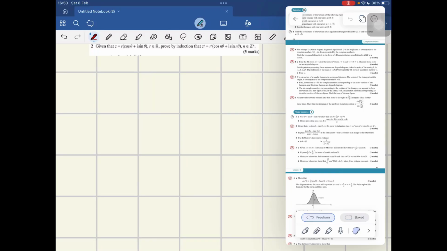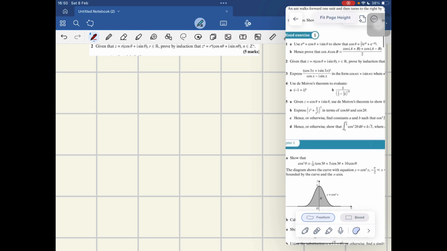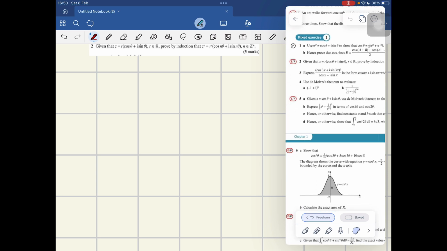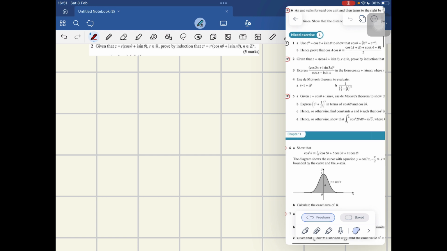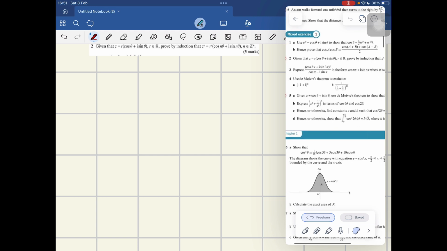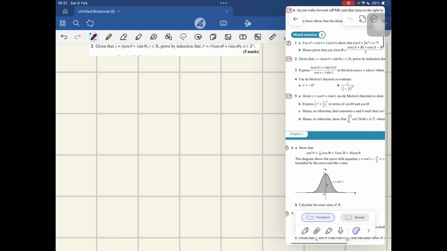Edexcel Core Pure 2, Chapter 1, Complex Numbers, mixed exercise. I may skip some questions when they are too repetitive. Let's go for number 2.